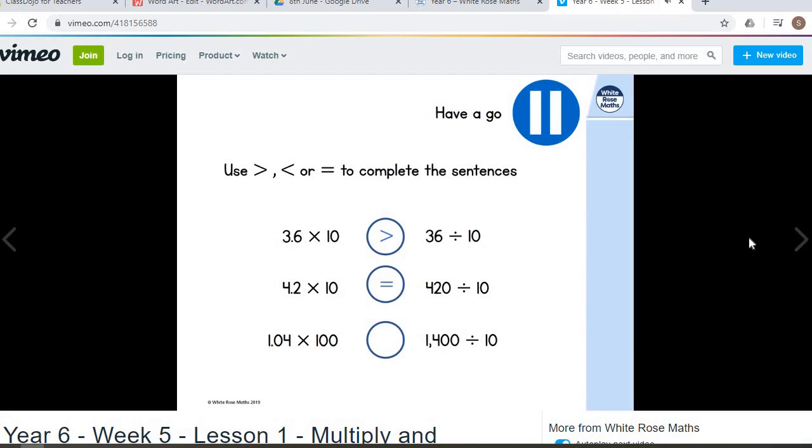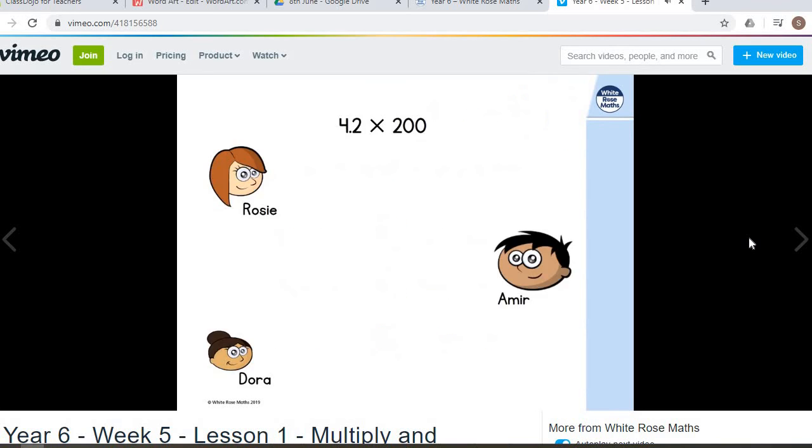And the last one looks very similar, but it's really important that it's 1.04 and not 1.4. That one would be 104, and the one on the right would be 140. So we need to use the less than symbol.